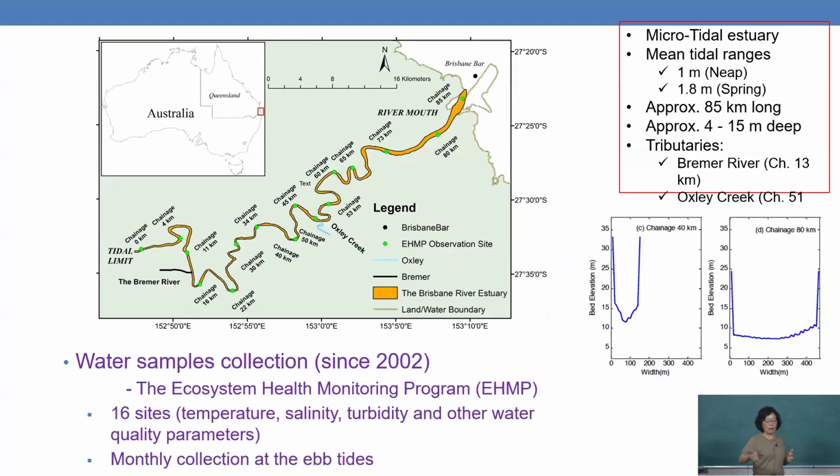So based on this situation, first we did the river part. You can see the change. This is the tidal limit, which means the seawater intrusion will not pass beyond this area. And this is the river mouth. So the river is roughly 85 kilometers in total length.